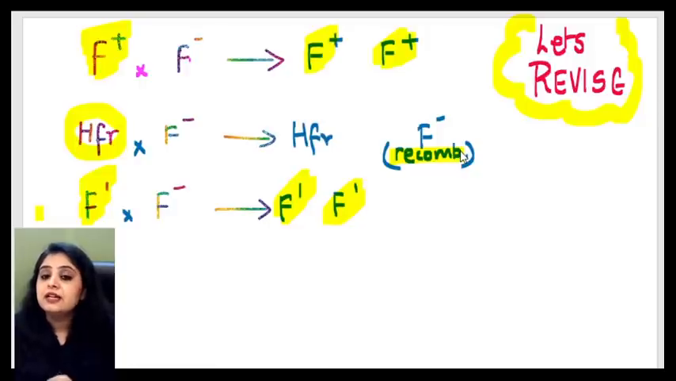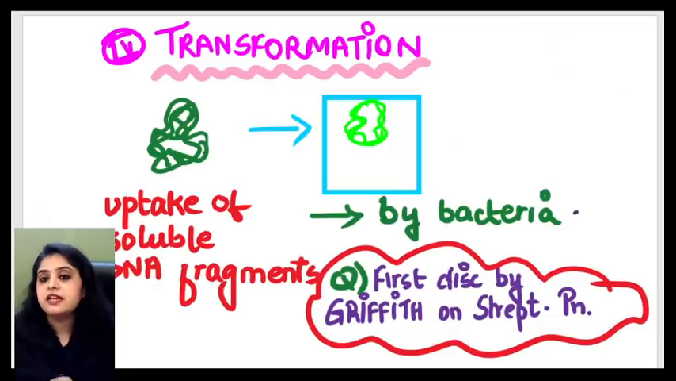Now, having said this, the last type of genetic transfer is the easiest. Just pick it up and eat it. As simple as that. So, I've taught you transduction, that needed bacteriophages. Second, I taught you conjugation, that needed plasmids and the conjugation tube. Third, I'm teaching you transformation, which is very simple.